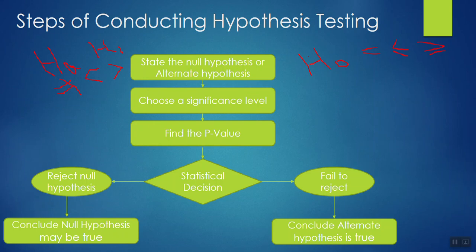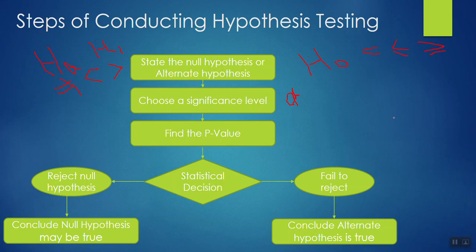The second step is to choose the significance level. The significance level, which we denote with this alpha sign, is a threshold at which you will consider a result statistically significant. The significance level is also the probability of rejecting the null hypothesis when it is true. Typically, data professionals set it at 0.05 or 5%. It means that 5% of the time we will reject the null hypothesis when it is actually true.